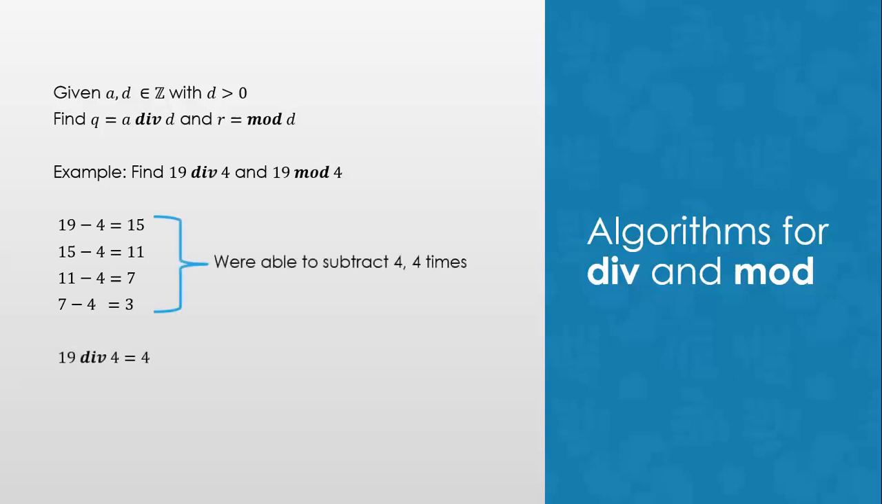In this case, I was able to do it 4 times. So 19 divided by 4 was 4. The remainder was 3, so 19 mod 4 is 3.